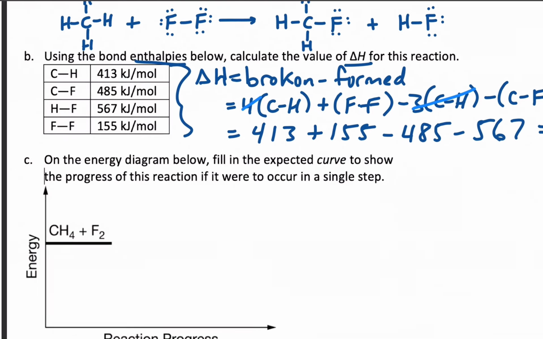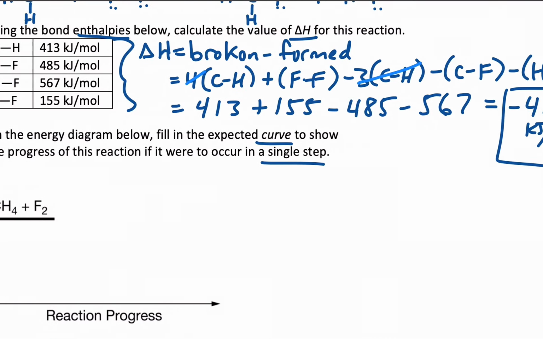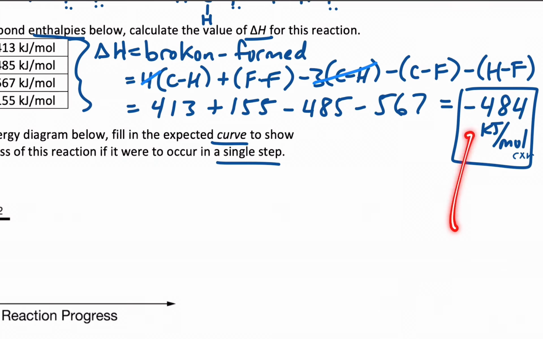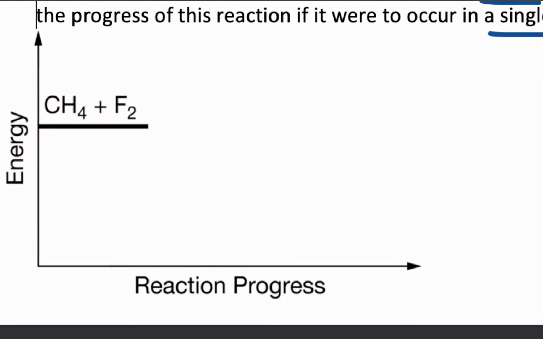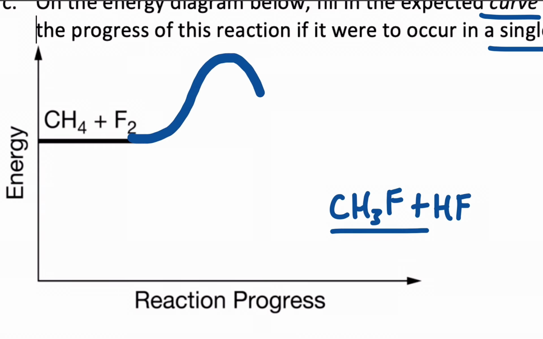And then the last thing for today, on the diagram below, fill in the expected curve to show the progress of this reaction if it were to occur in a single step. So a single step has 1 transition state, and we just calculated a negative delta H, so my products are going to be lower in energy. That's where CH3F and HF will exist, and all I should have to show is that you hit some activation energy and then come back down to your product energy.